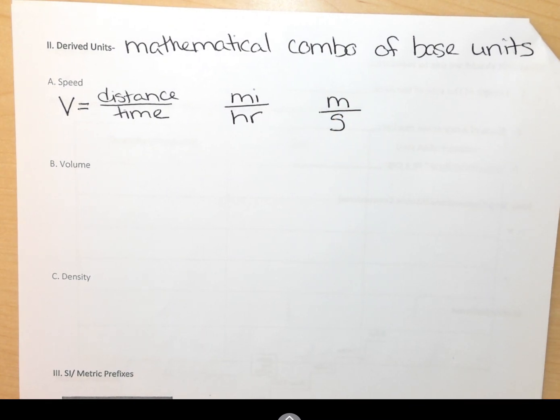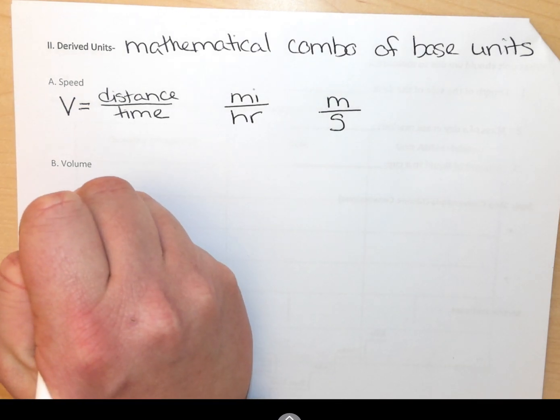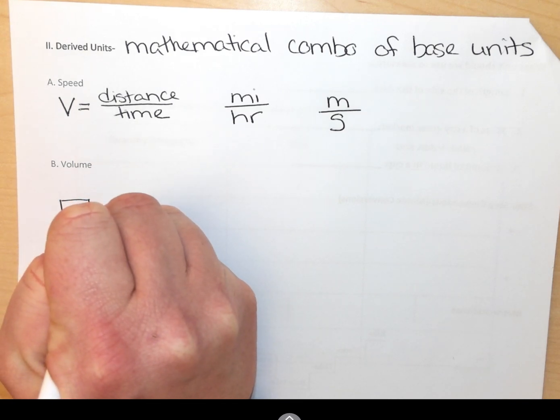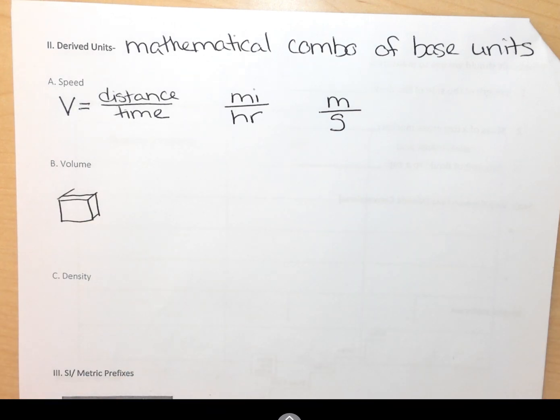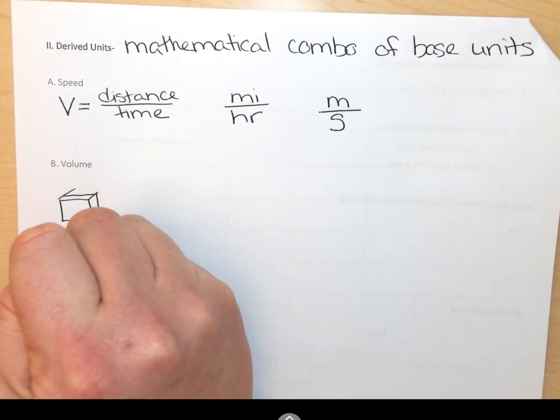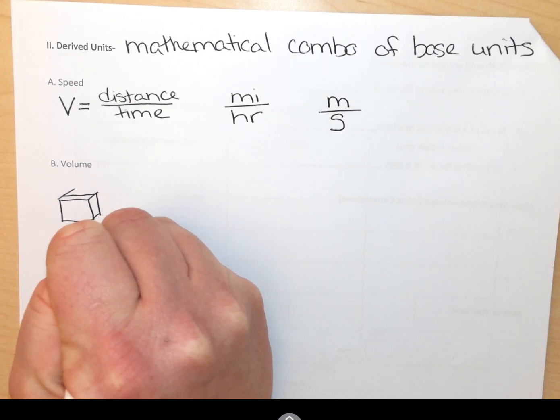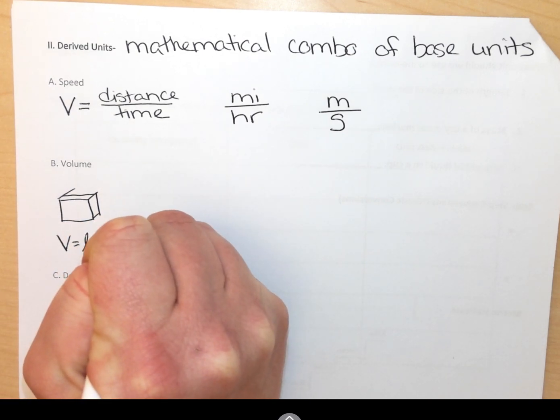Now, volume's a little bit tricky because if we're thinking volume of a liquid, we're thinking milliliters. If we're thinking volume of a gas, we're thinking liters. Now, if I'm thinking volume of a solid, like if I were to ask you to solve for the volume of this shape, let's pretend I can draw better than that. If I wanted the volume of this, it's going to be length times width times height.